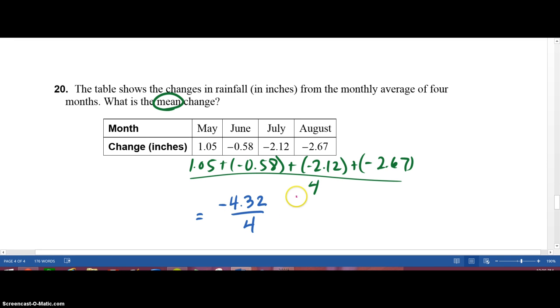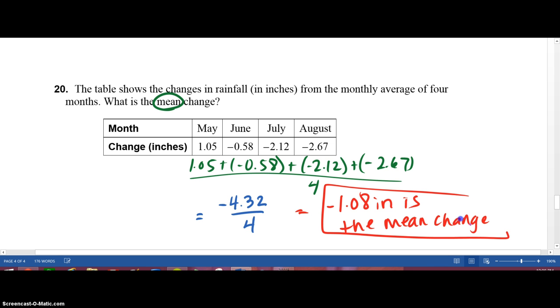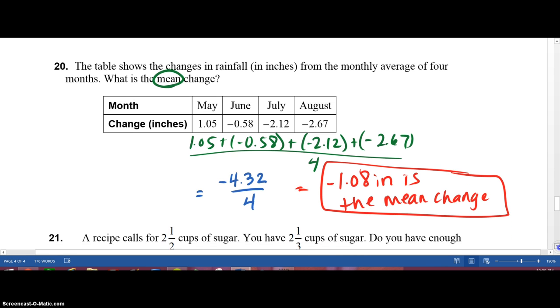So when I simplify this answer, I end up getting negative 1.08, and in this context, what's the mean change? I put negative 1.08 inches is the mean change. Since we are talking about the amount of rainfall in inches, we need to make sure inches is there.